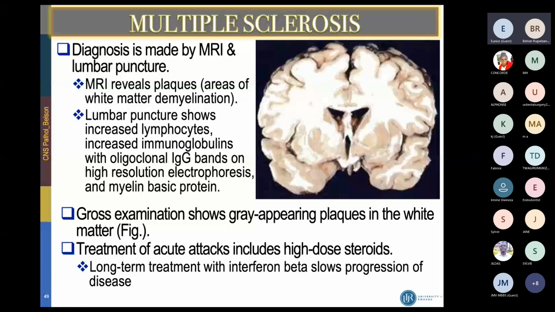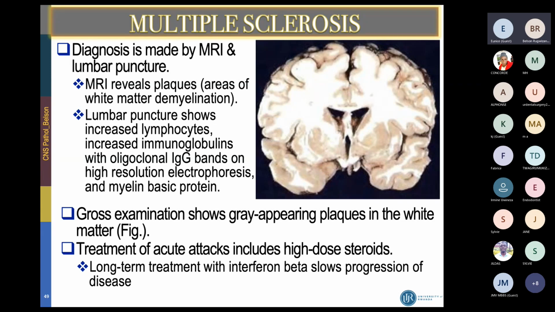So there will be increased immunoglobulin in these antibodies with oligoclonal IgG bands on high resolution electrophoresis. This you saw it in biochemistry or hematology. And the myelin basic protein will also be seen in the cerebrospinal fluid. So this will be confirmatory. Electrophoresis ntabwo ariko high resolution ntabwo ikorwa mu hano hose, ni ibitaro bike bikora hano.